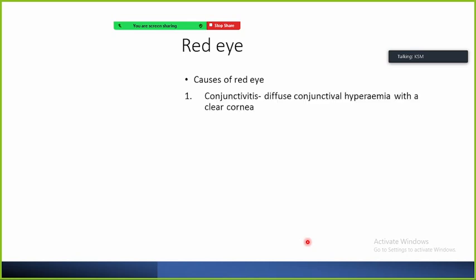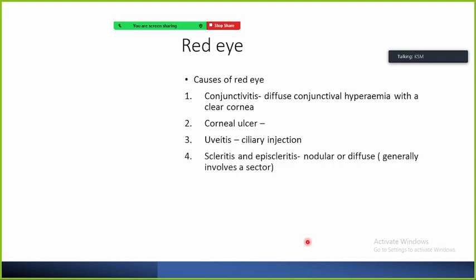So red eye is also a very common presentation. The commonest is conjunctivitis. So this is diffuse conjunctival redness, and the cornea is clear, and the immediate area around the cornea is kind of whitish rather than red. So it's more on the peripheries which is red. Corneal ulcers, I will discuss a little bit. Uveitis is a ciliary injection that is surrounding the cornea. It's more red there rather than the periphery.